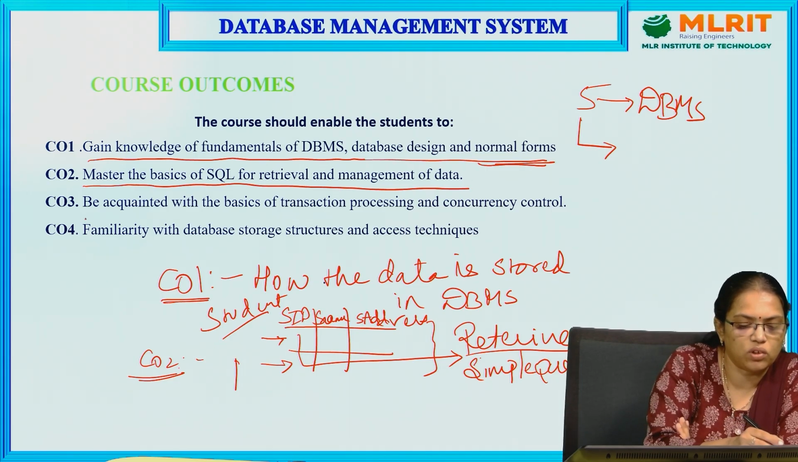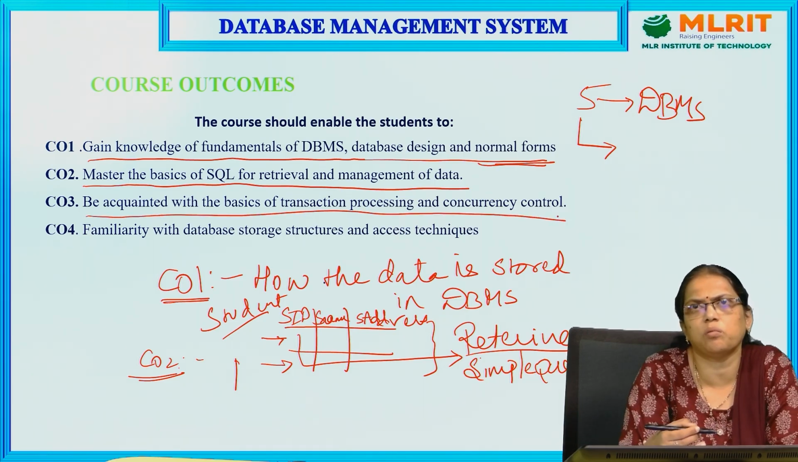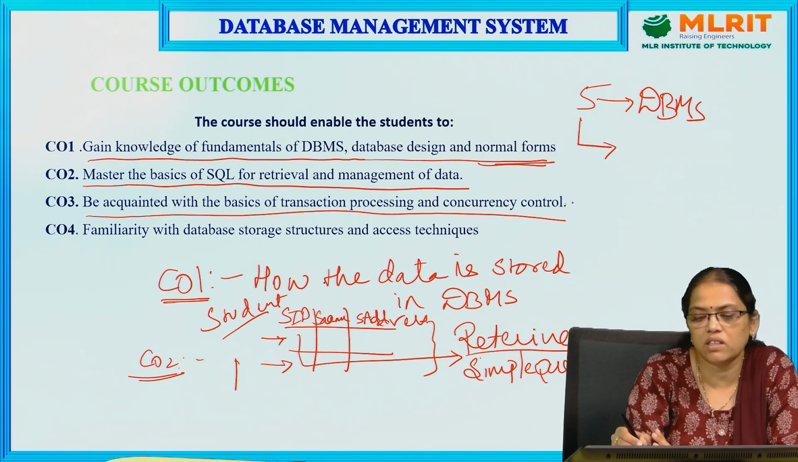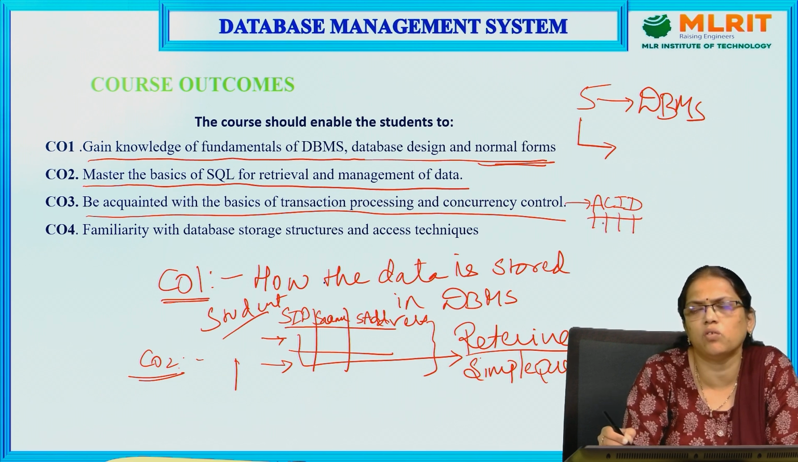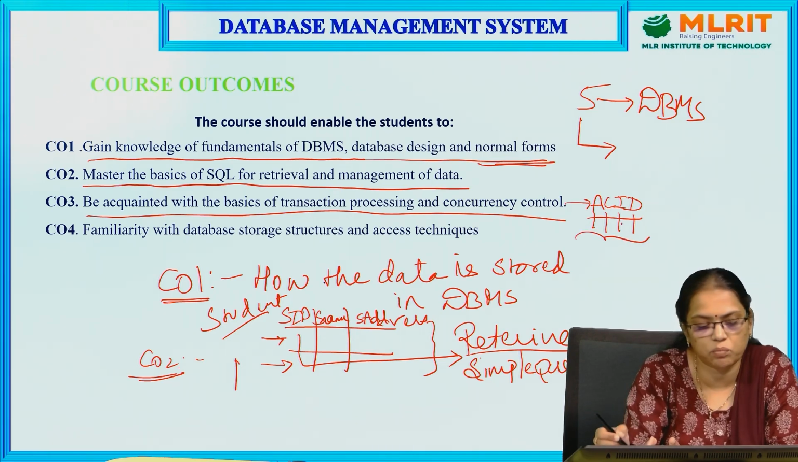Next, course outcome 3. Here, as we have discussed, the transaction properties, that is ACID properties: atomicity, consistency, isolation, durability. We will know what these 4 things are and what we achieve by acquiring these properties.